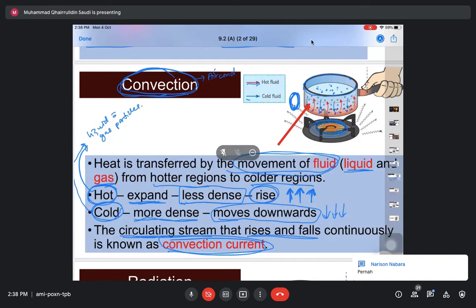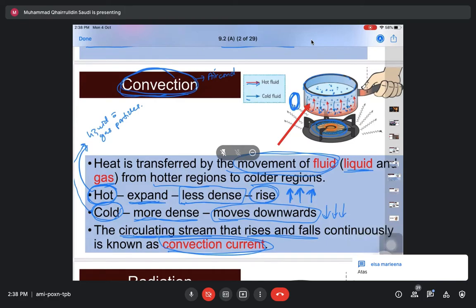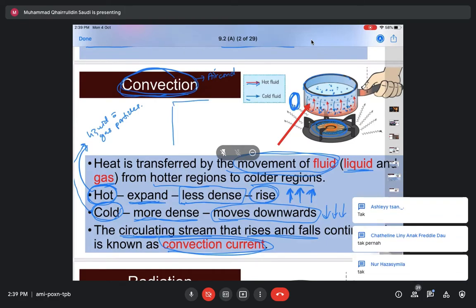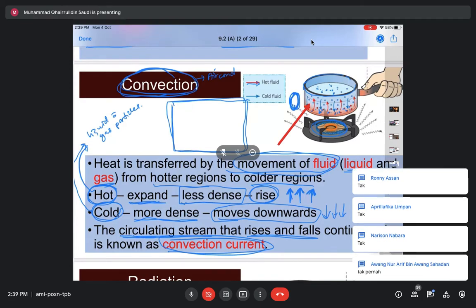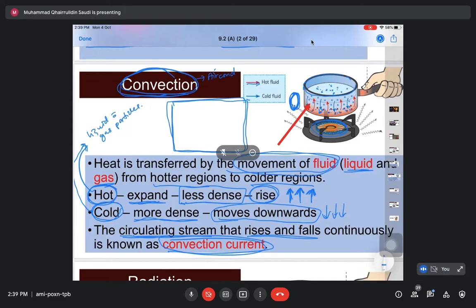Dekat mana awak tengok aircon tu? Aircon selalu duduk dekat atas atau dekat bawah? Pernah tak awak jumpa aircon dia letak dekat bawah? Tak pernah, right? Okay, why? Kenapa kita selalu letak aircon dekat atas? There are reasons. Okay, the reason is because heat is being transferred using convection.